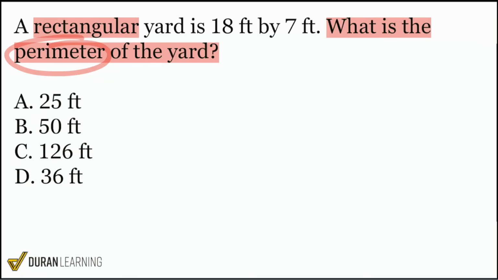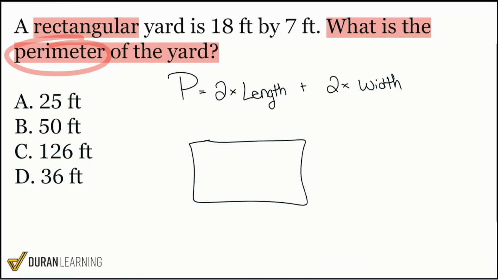So we have a rectangular yard, we want its perimeter, and so we have to make sure we just list that formula correctly. The formula is going to be the perimeter of a rectangle is double the length, and we're going to add that with double the width. Just as a quick 2 seconds here, just to understand where that comes from.